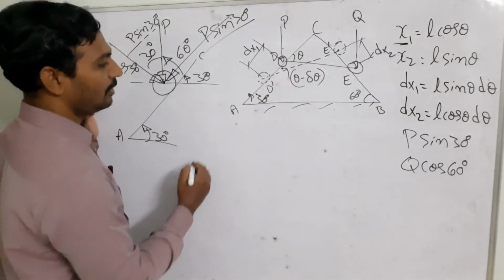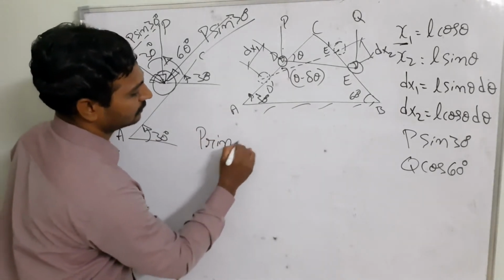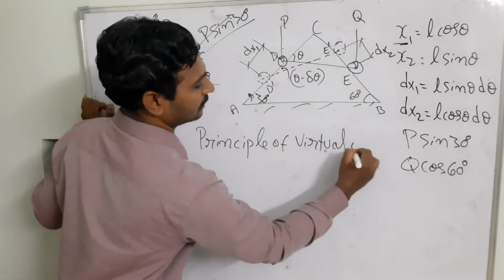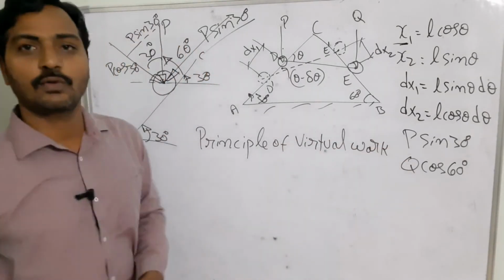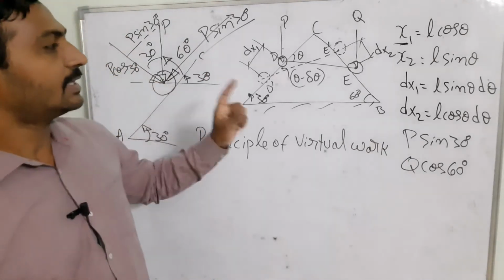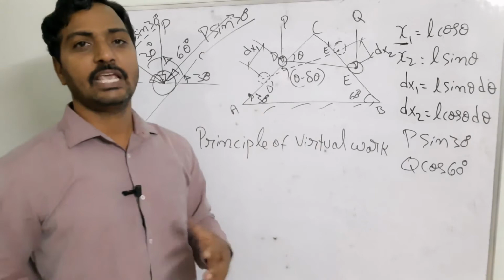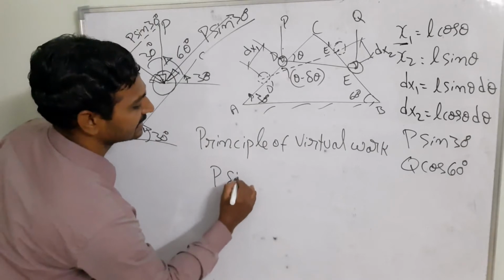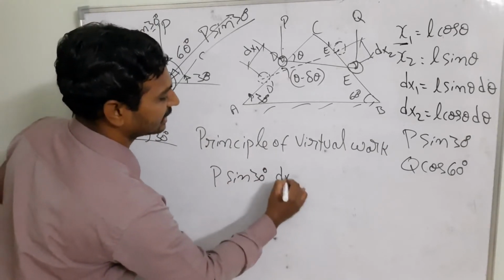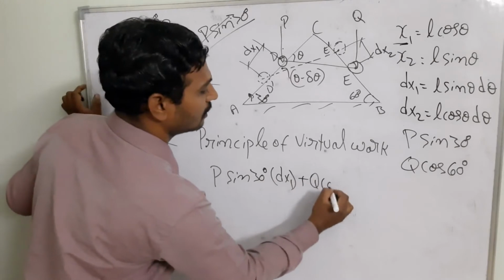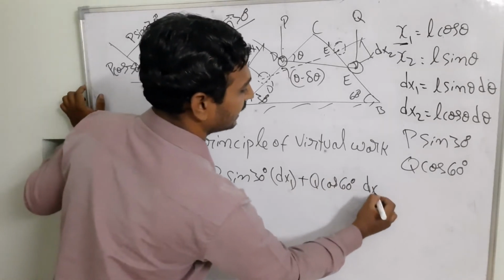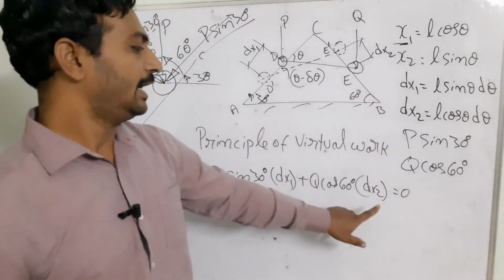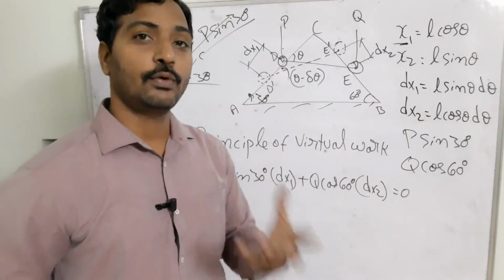And now I am going to apply the principle of virtual work. The principle of virtual work says that whatever the total work done acting on that system is equal to 0 when the body is in the equilibrium condition. So I am going to take P sine 30 degrees dx1 plus Q cos 60 degrees dx2 is equal to 0, right?